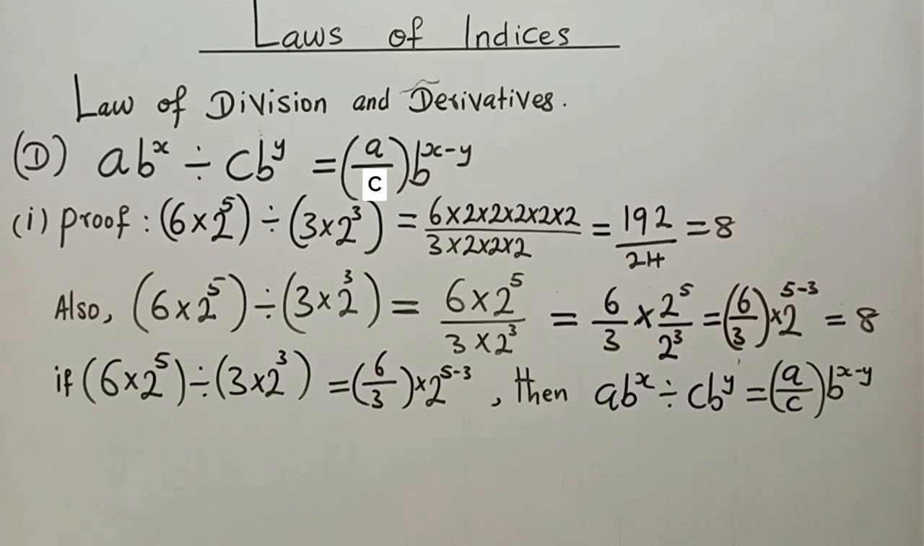Let us do it. 6 times 2 to the power 5 means 6 times 2 times 2 times 2 times 2 times 2. 2 appears 5 times here. That is the power 5, then times 6. So this is given as this when expanded. Likewise, this is given as this when expanded.